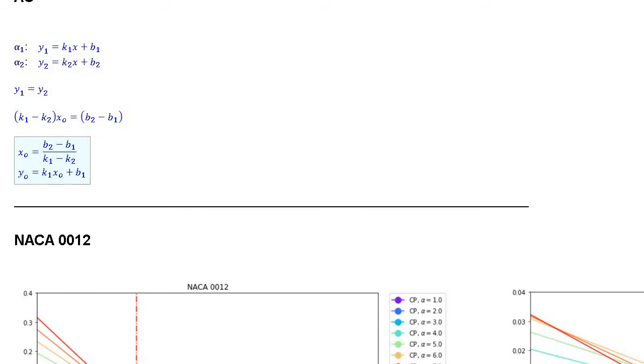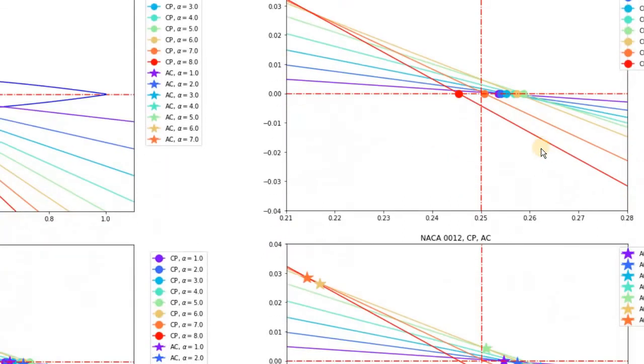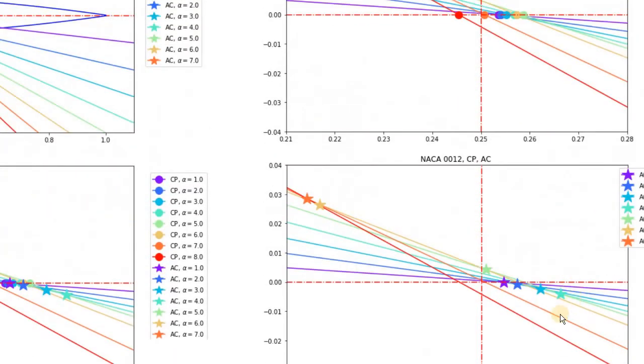I've done this in the code, so I have those positions automatically, and those positions are computed for pairs of lines. Between alpha equal to 1 degree and 2 degrees, between alpha equal to 2 degrees and 3 degrees, between 3 and 4, between 4 and 5, and so on. So we have those stars positioned here. Those points are called, once again, the Aerodynamic Center.